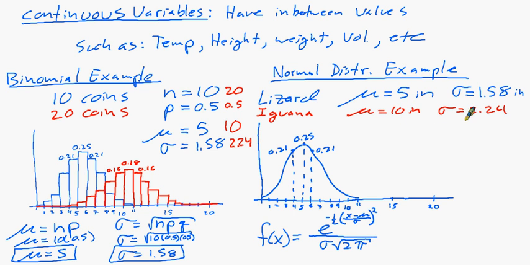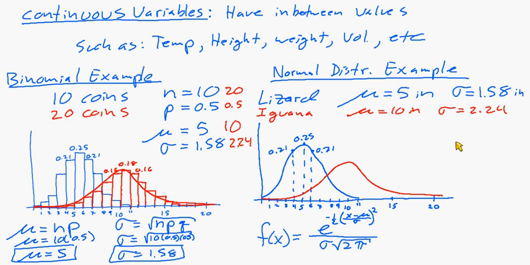Population average is 10, and the variation is 2.24. Amazing. The coincidence is simply astounding. So guess what the normal distribution is going to look like? Just like this binomial distribution. And there are the iguanas.